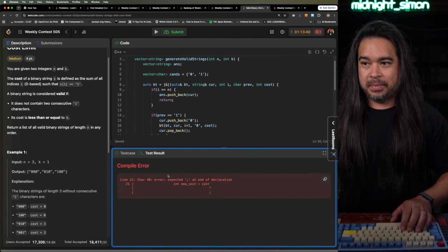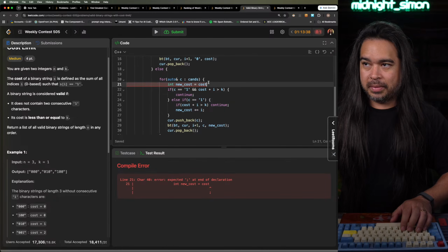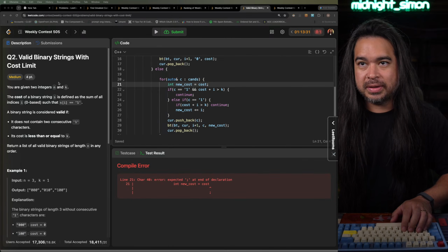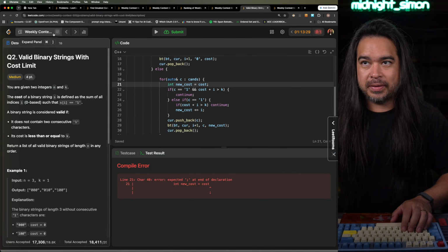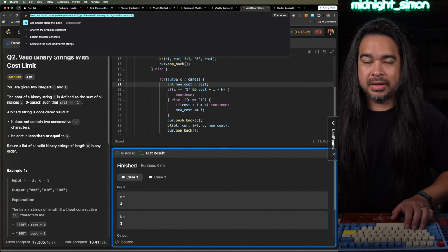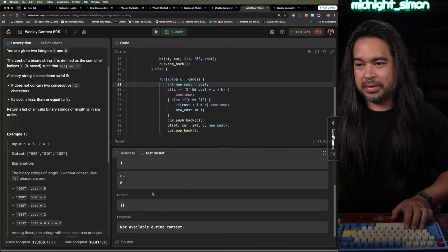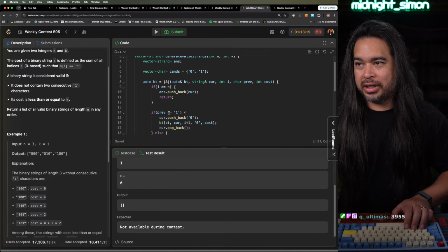Let's see. Which LeetCode question is this? It's from Weekly Contest 505. Uh-oh. It ain't working, man.